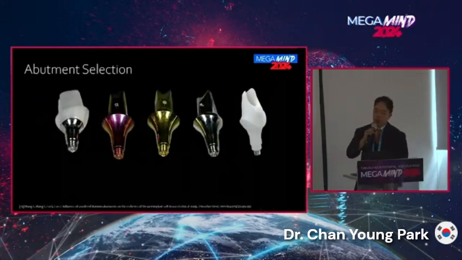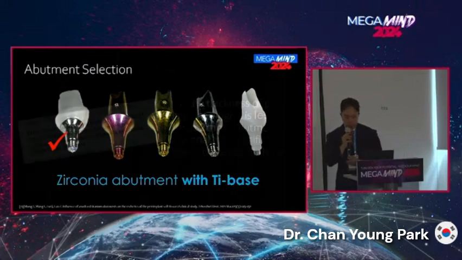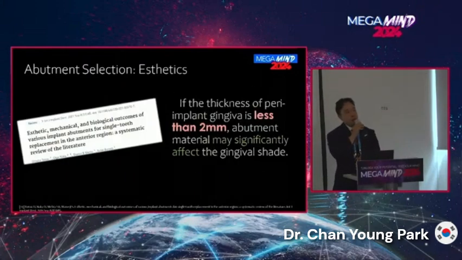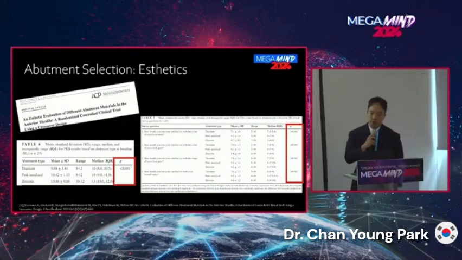And for the abutment, titanium abutments were the most conventionally used material, but for this case, zirconia abutments with titanium base were chosen, mainly for aesthetic reasons, because if the peri-implant gingiva thickness is less than 2 millimeters, the abutment material may significantly affect the marginal gingiva shade. And many researches support this.